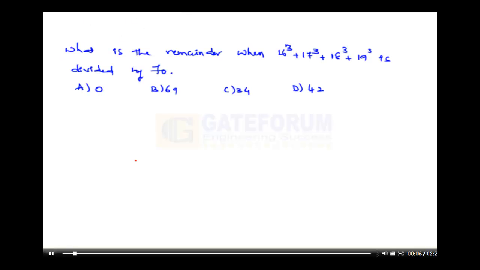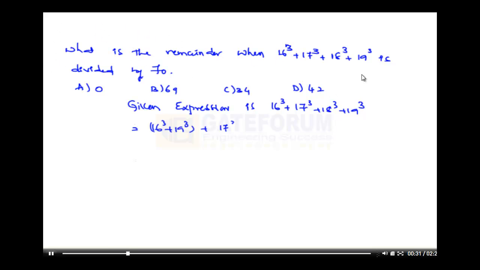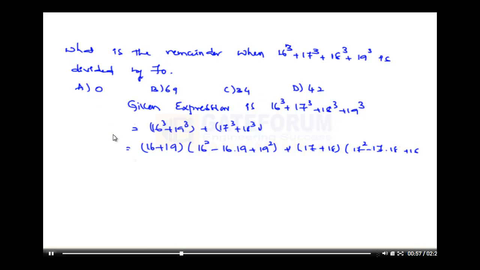What is the remainder when 16 cube plus 17 cube plus 18 cube plus 19 cube is divided by 70? So here the given expression is 16 cube plus 17 cube plus 18 cube plus 19 cube. We can write 16 cube plus 19 cube in one bracket and 17 cube plus 18 cube in another bracket. If you observe these two brackets, they are in the form of a cube plus b cube. So we can write it as a plus b, that is 16 plus 19 into 16 square minus 16 into 19 plus 19 square, and again 17 plus 18 into 17 square minus 17 into 18 plus 18 square.